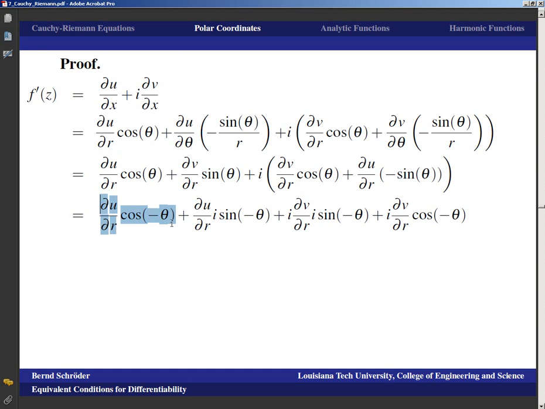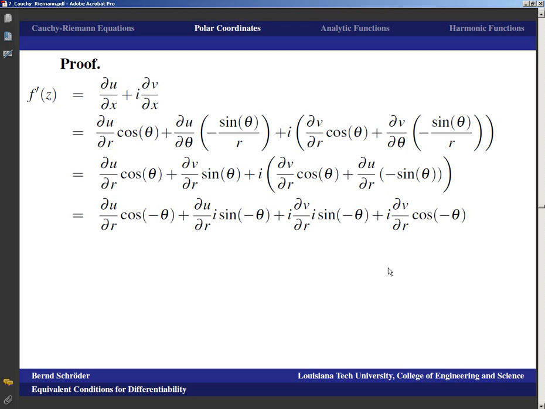Well, for this term to this term, that's not a problem because cosine theta is equal to cosine negative theta. Then this third term here, dv dr cosine theta, well, that's just i dv dr cosine negative theta, because cosine negative theta is cosine theta. And that leaves us with i times this term, and negative sine theta is sine negative theta. So we get du dr i sine negative theta, and so this term is this term.